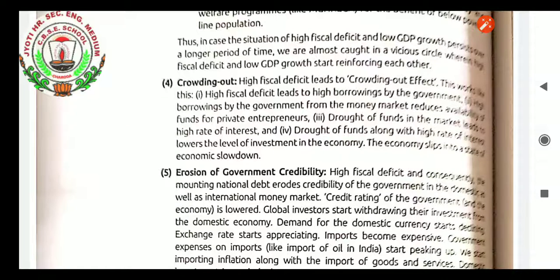The people will come out from that crowding. Many people were taking loans, it became a habit, and that habit will reduce. Because when people were not able to pay off the principal amount and the rate of interest, they will stop borrowing money from the market. Drought of funds in the market leads to a high rate of interest. Drought of funds along with a high rate of interest lowers the level of investment in the economy. Definitely, when the demand for borrowings increases, the rate of interest in the market will also increase, and when the rate of interest increases, people will not be able to pay the money back. So this will reduce the habit of borrowings.